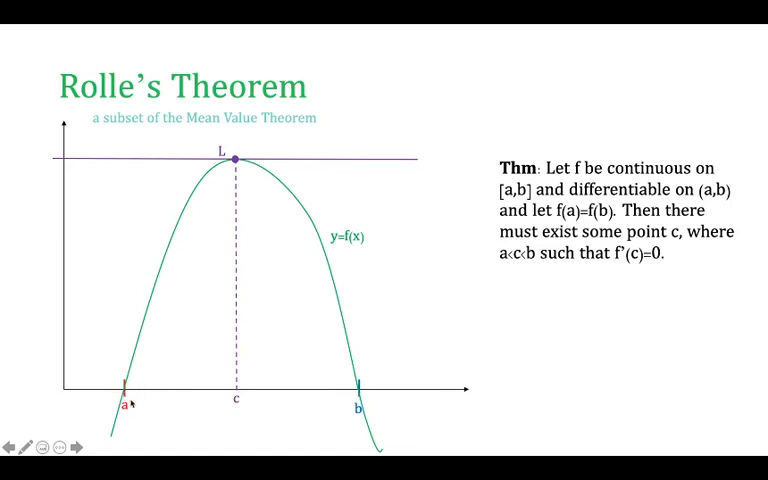and the y values of these points are equal to each other. So in this case, it would be 0. So f of a would be 0 and f of b would be 0. Since they equal each other, there must be some point on the interval, which we would call c, where there's a horizontal tangent line, which basically means the slope of the tangent line equals 0.